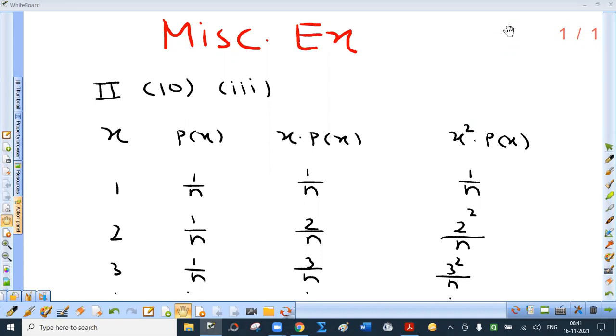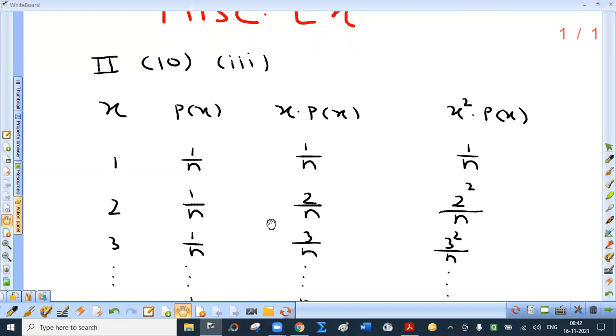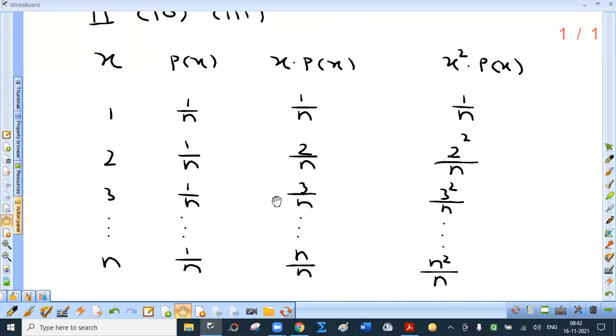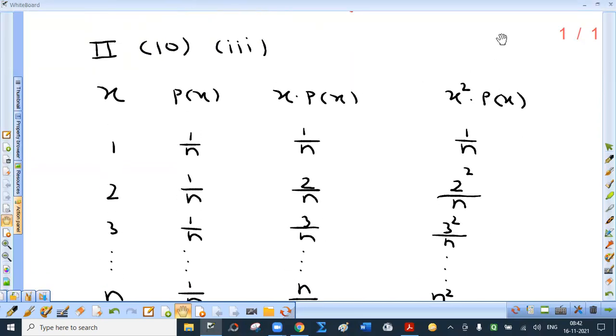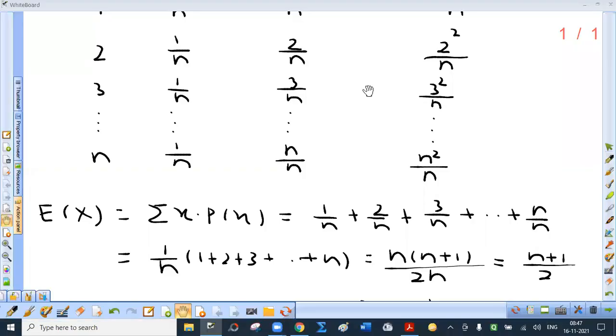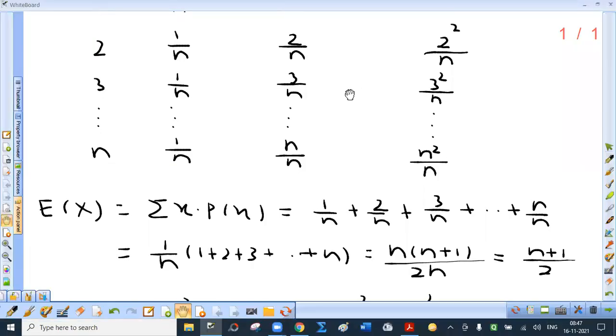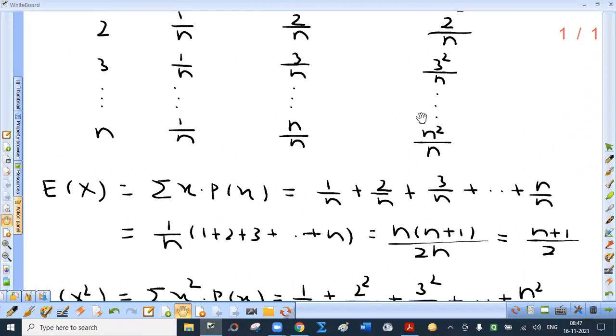All these are equally likely events, so probability of each is 1 upon n. So make the table. First column headed by x, second p of x, third x into p of x, and finally x square into p of x. So these are the values. Now after this, what is E of x?